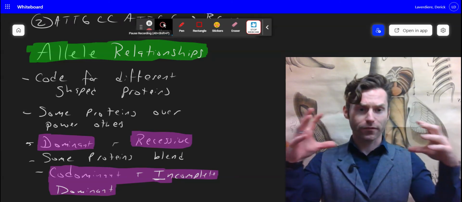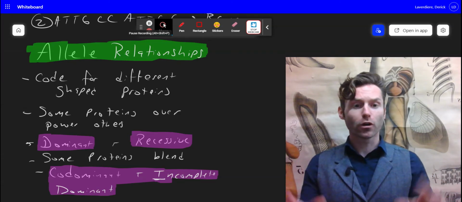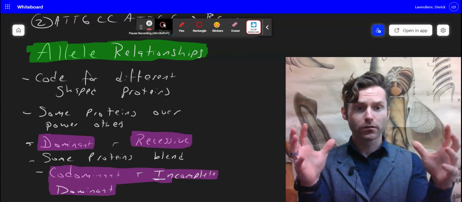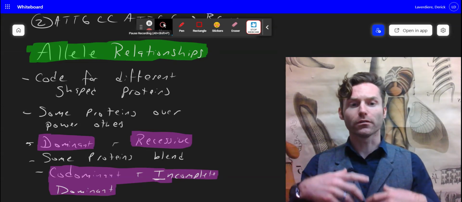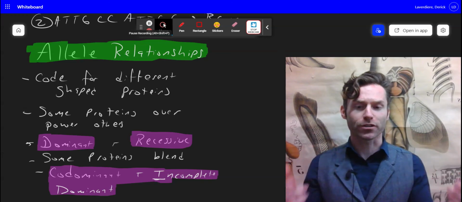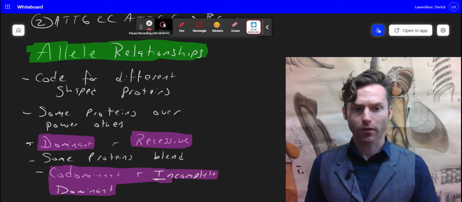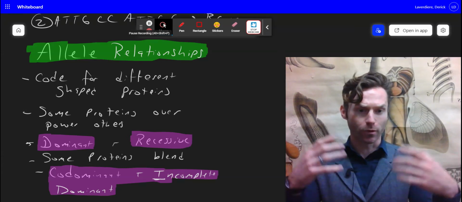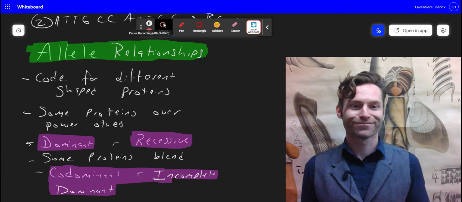Alternatively, instead of fighting one another and one winning out, right, the two proteins might work together and they might show up as a blend. And so when we refer to that in the terms of inheritance expression and such, it is called codominant or incomplete dominance. And these are inheritance patterns that we will see show up very shortly in our studies.